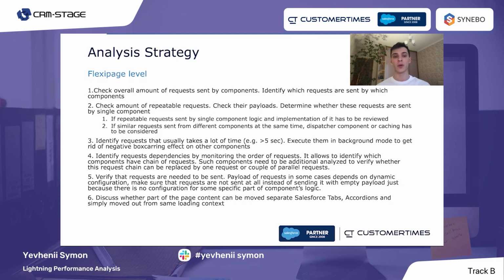Also identify requests that usually take a lot of time, for example, more than 5 seconds. Execute them in background mode to get rid of the negative boxcaring effect on other components. Also identify request dependency by monitoring the order of requests. It allows us to identify which components have a chain of requests. Such components need to be additionally analyzed to verify whether this request chain can be replaced by one request or a couple of parallel requests.